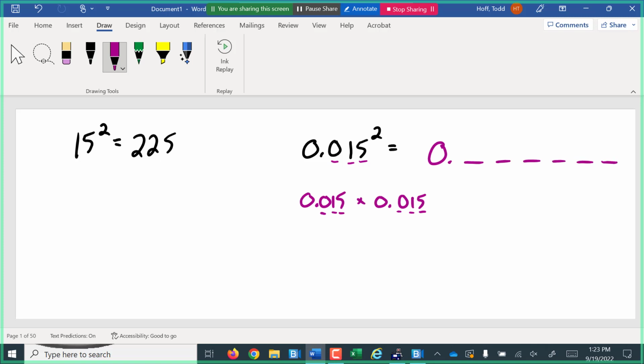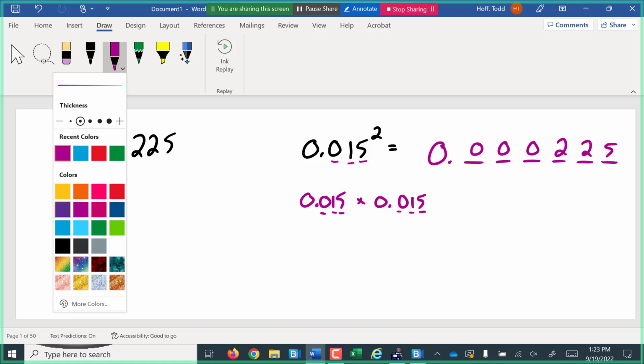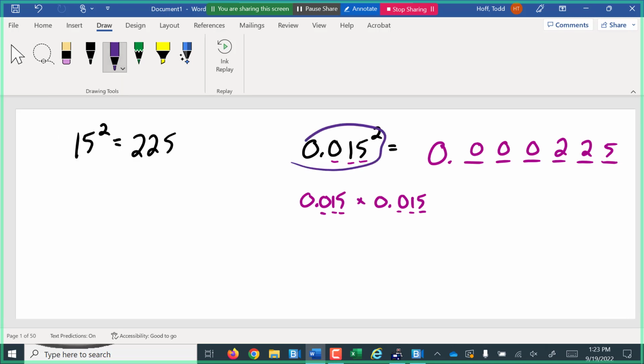So then the 15 squared is 225. So that goes at the end, and we fill in the zeros. So that's 0.000225. That's an extremely small number. How can we take something like that, 0.015 or 15 thousandths, and square it and get something that's even smaller?